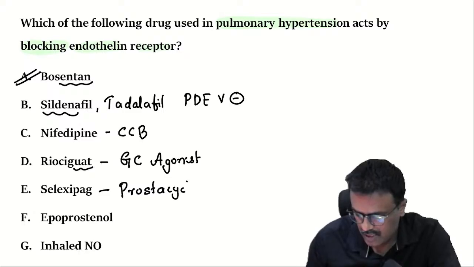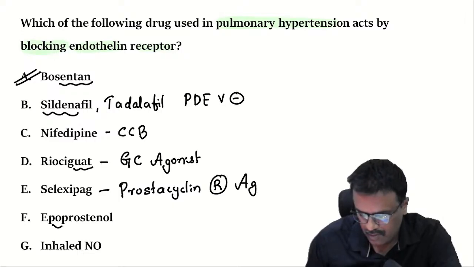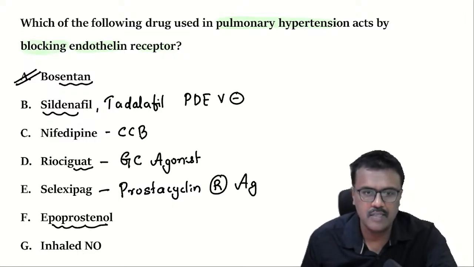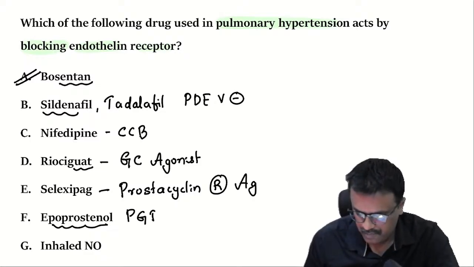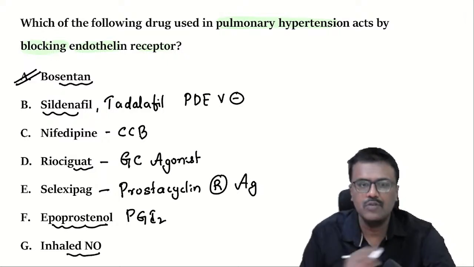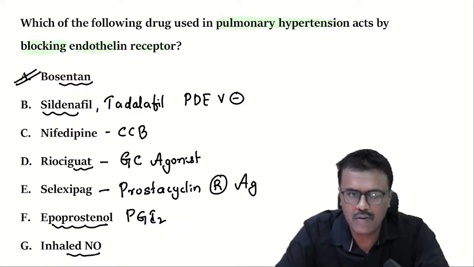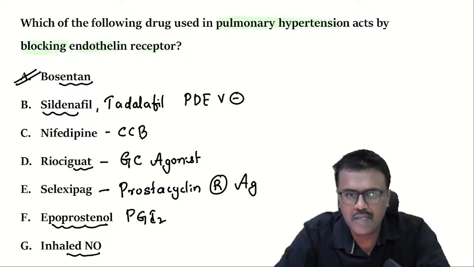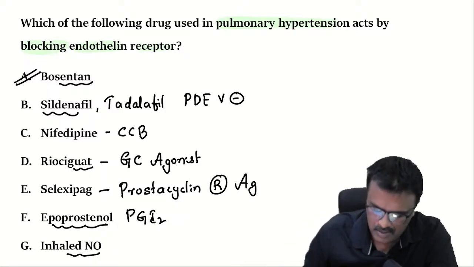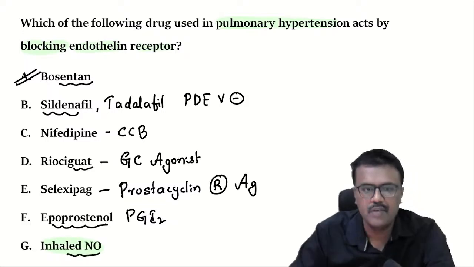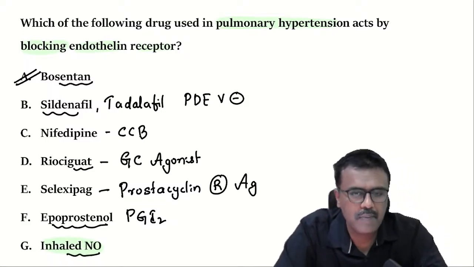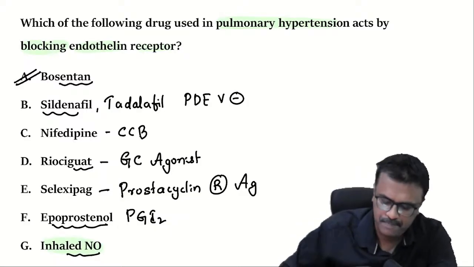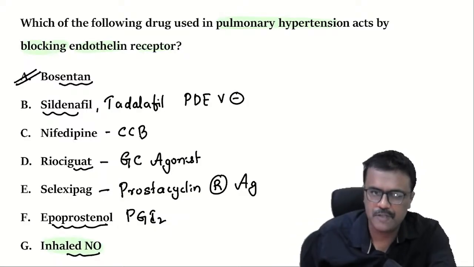receptor agonist. And we have epoprostenol. These are all prostaglandins: epoprostenol, treprostinil, iloprost. These are all PGI2. And inhaled nitric oxide is used for pulmonary hypertension in newborn. So all these options which we have written are all for pulmonary hypertension management. Recently they had asked inhaled nitric oxide. Where to use it? It is used in pulmonary hypertension in newborn. Okay. So that is about pulmonary hypertension.